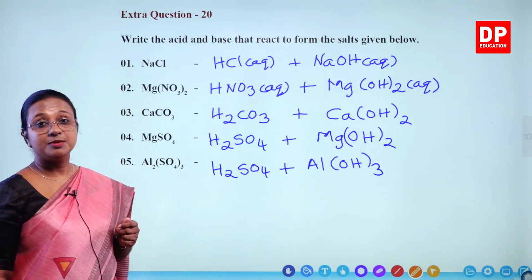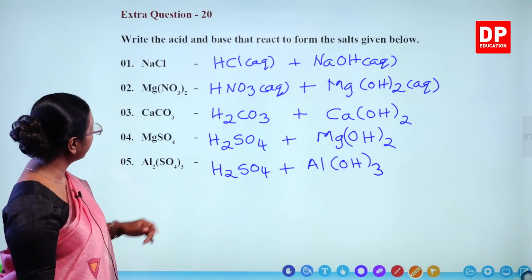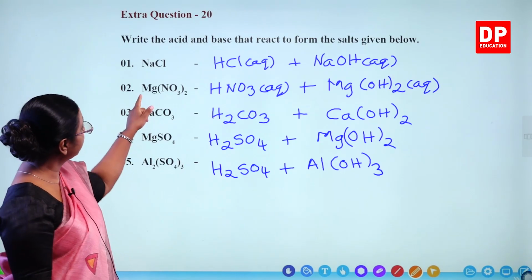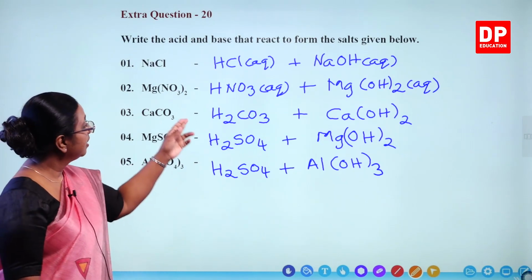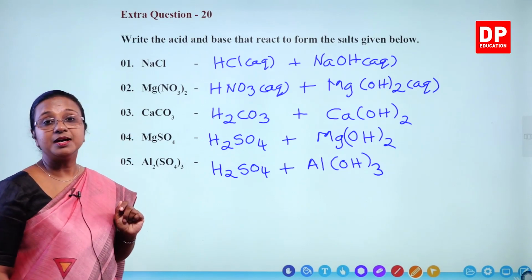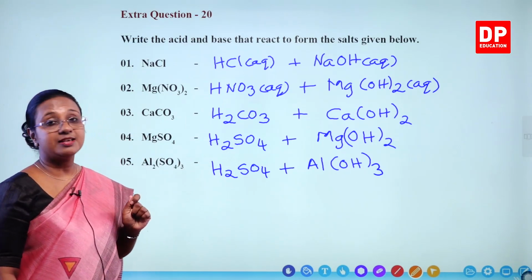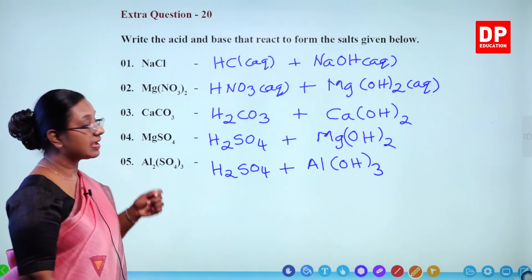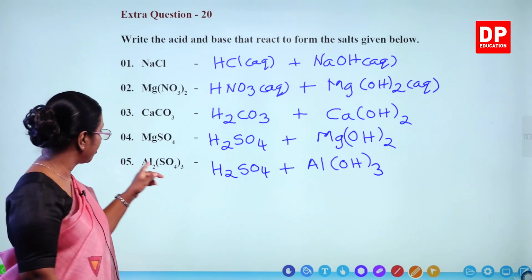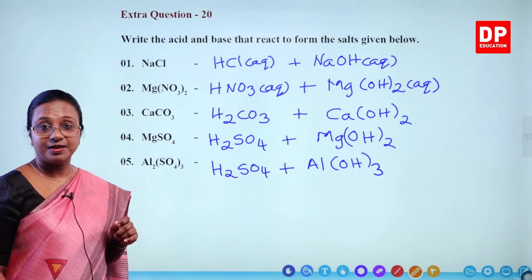Hydrochloric acid and sodium hydroxide, sodium chloride. Nitric acid and magnesium hydroxide, magnesium nitrate. Carbonic acid and calcium hydroxide, calcium carbonate. Sulfuric acid and magnesium hydroxide, magnesium sulfate, and sulfuric acid and aluminium hydroxide, aluminium sulfate.